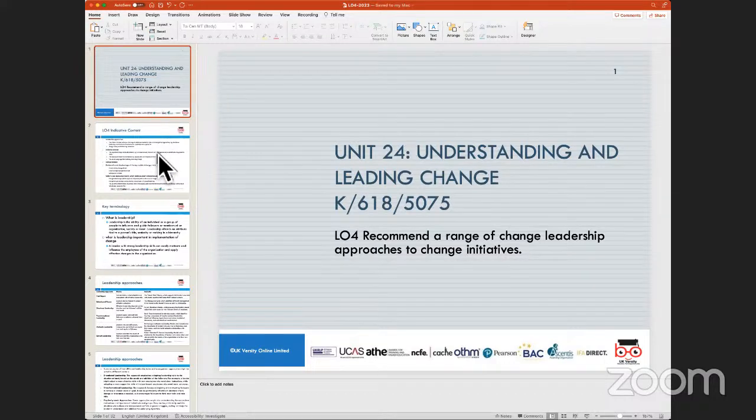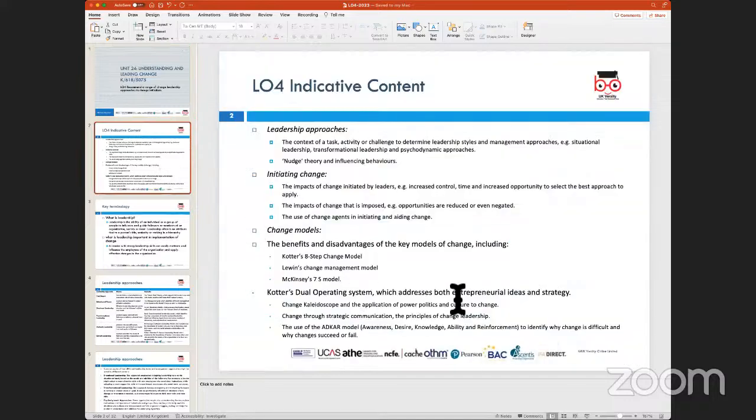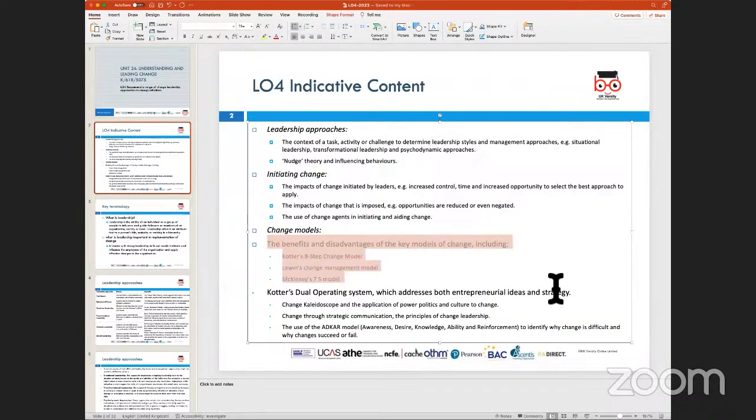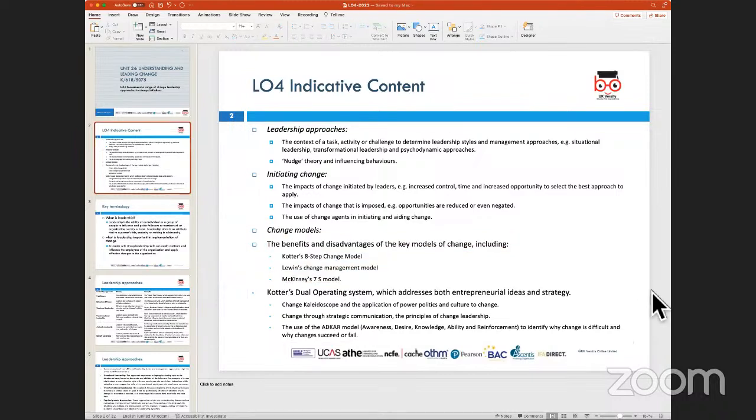So in today's learning outcome, we are focusing on leadership theories and change models again, because the indicative content talks about discussing the benefits and disadvantages of some of the key models that we've looked at in learning outcome 2. Here I've added a few tables primarily to clearly differentiate and highlight the benefits of using one model over the other, what the advantages are and what the disadvantages are.